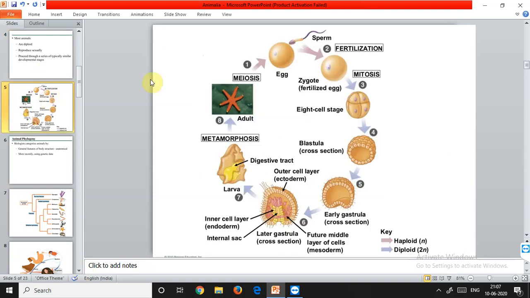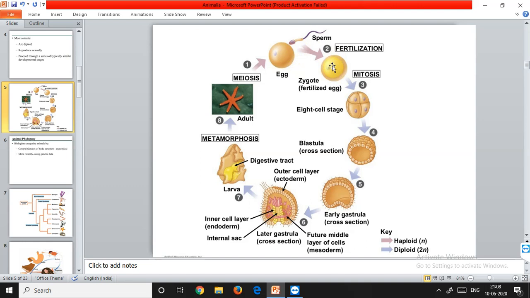This is a diagrammatic picture of how the complete cycle of the animal occurs. For example, the first one is meiosis, that is a reduction division, and by the reduction division, the egg is formed. A single-celled, single nucleated egg is formed, and the sperm is also single nucleated. These both combine together and form the 2N condition, that is one N, one nucleus from the egg, and the other one from the sperm. These both combine together and fuse. This fusion is called fertilization.